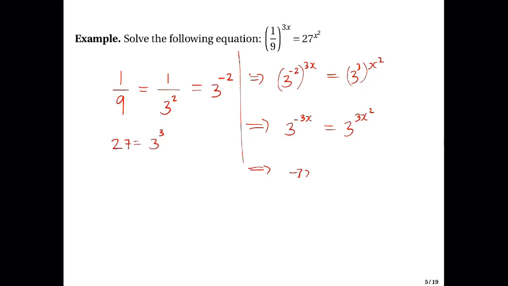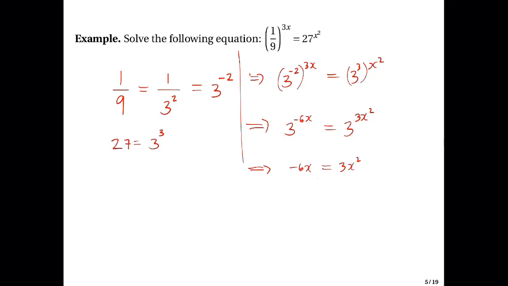We have negative 6x equals. So again, I replace the negative 1 here with negative 2. Okay, so negative 2 times 3x, that's minus 6x. So equating the exponents, we have negative 6x equals 3x squared.